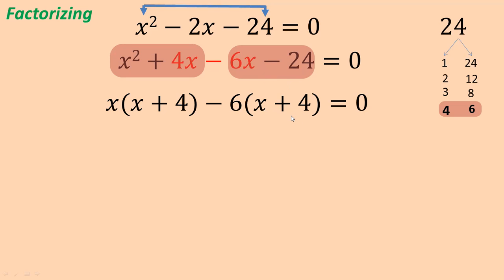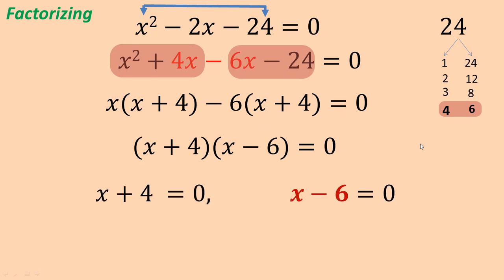Now the quantity within the bracket is supposed to be the same. It means you are moving in the right way. The quantity which is common, we can write one time, that is x plus 4, and the other quantity, x minus 6, that is equal to 0. So we get x plus 4 is equal to 0, and x minus 6 is equal to 0. Here we can find the value of x. So x is equal to minus 4, and here x is equal to 6.